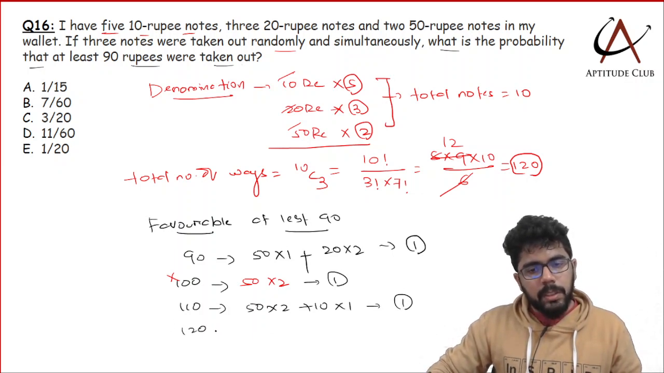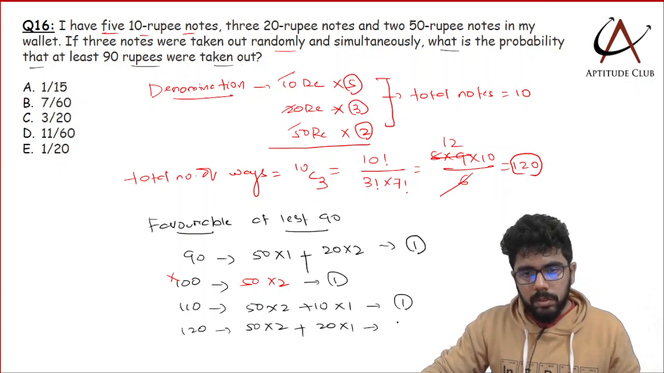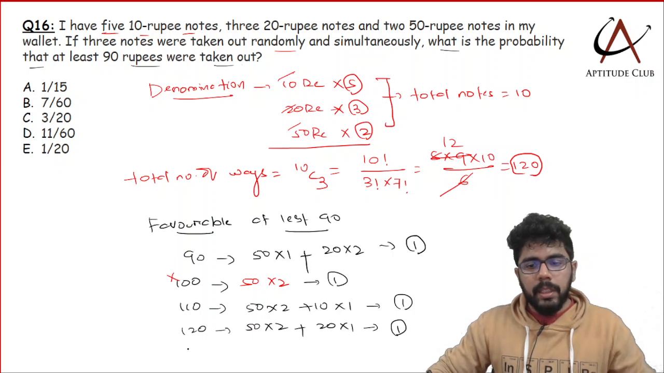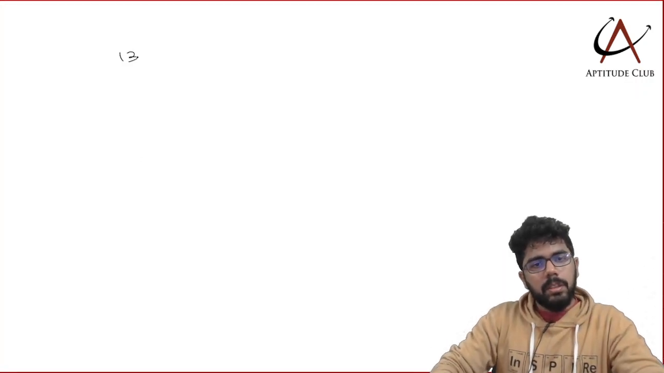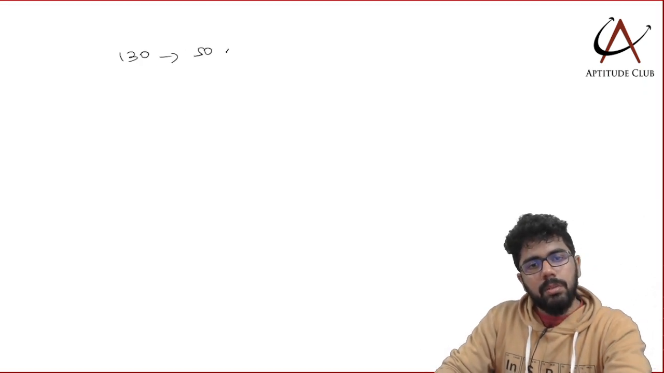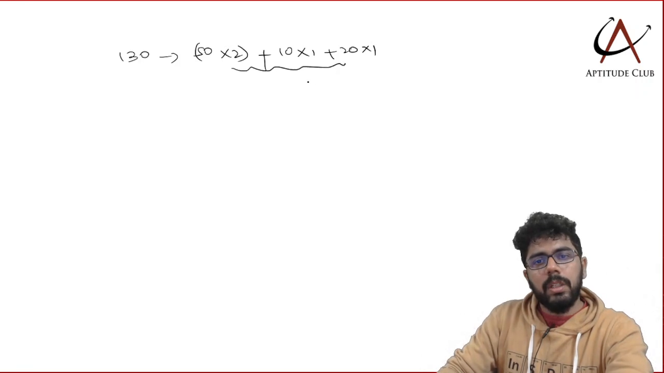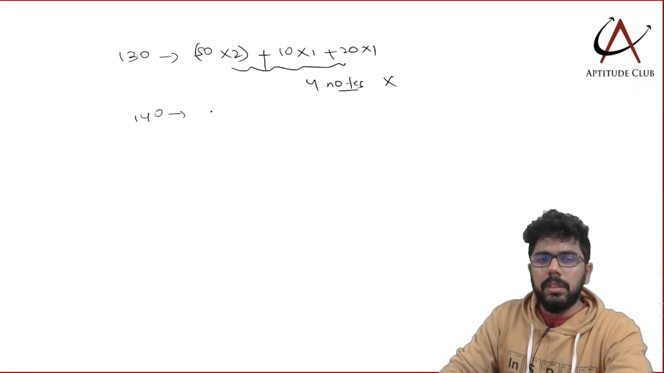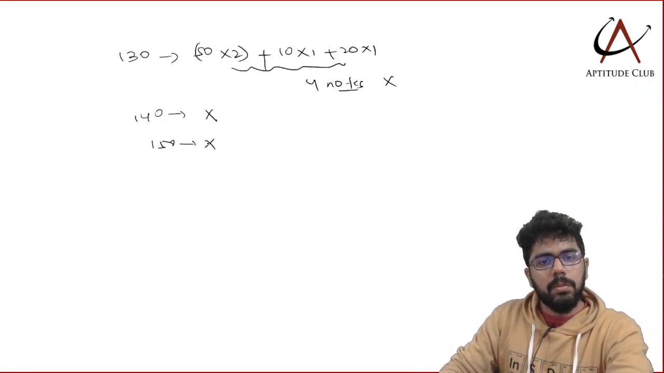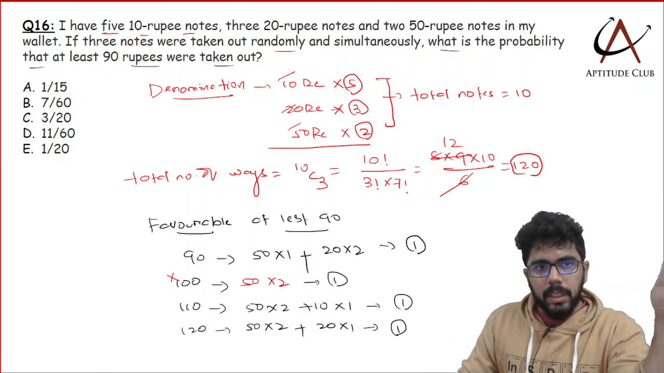Then 120 is possible: 50 into 2 and 20 into 1. And then is 130 possible? For the total, there are only two 50 rupee notes, so 50 into 2, and then for 30 you have to have 10 into 1 and 20 into 1, so that becomes 4 notes here. So not possible. Similarly 140 is not possible, 150 is not possible, and I cannot go further because you will only pick 3 notes.